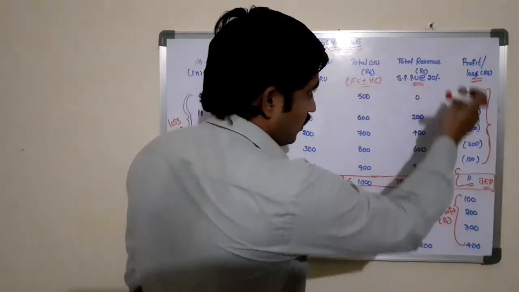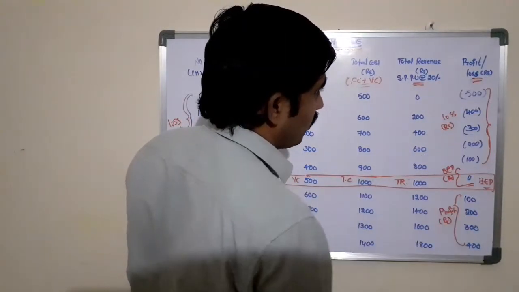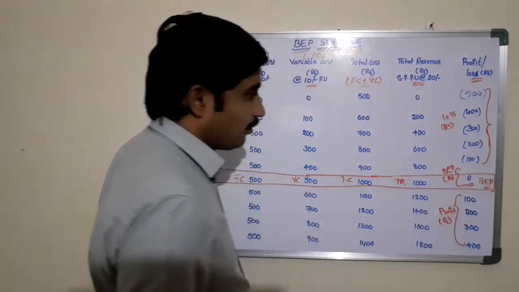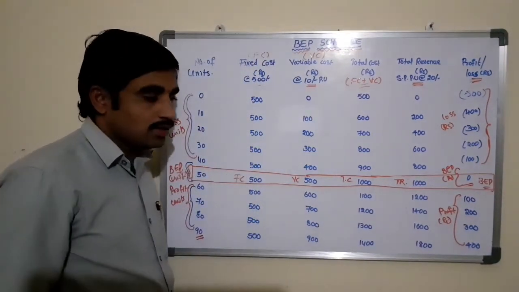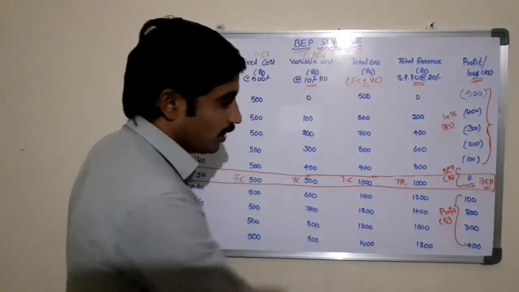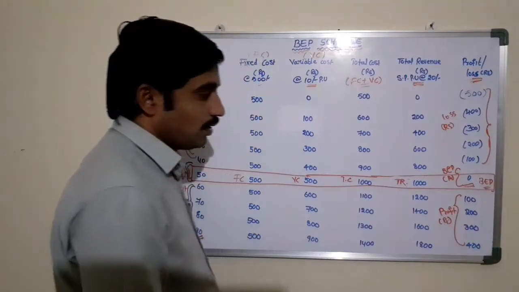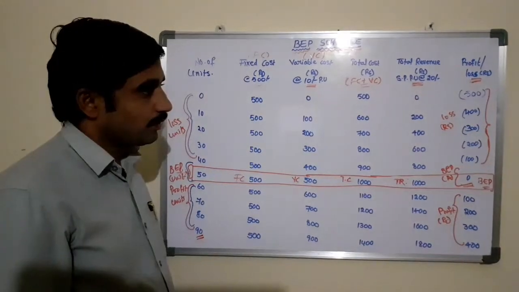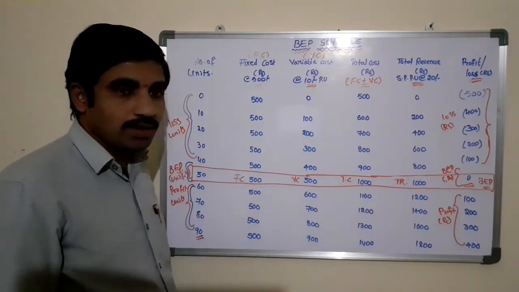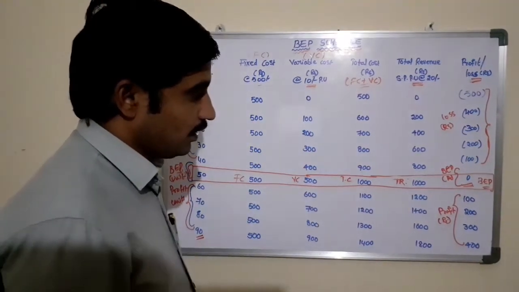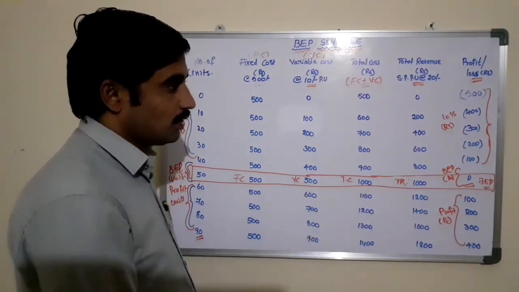And here, the profit or loss: up to attaining the break-even point, the company is incurring losses. At break-even point, no profit and no loss. After break-even point, the business is generating profits. So this is about the BEP schedule. We can also identify the margin of safety by using this schedule.